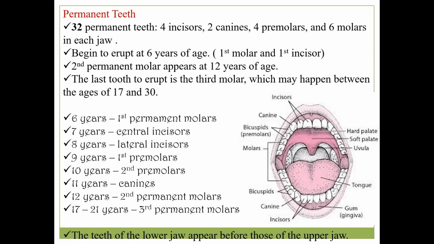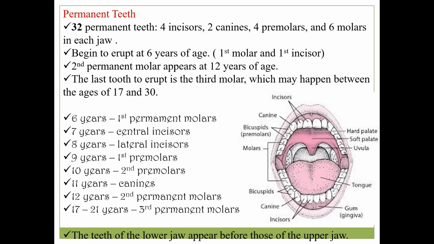So the first ones to erupt are the first molar and first incisor. So your deciduous teeth will fall. The first incisors will fall, and your first permanent incisors will appear alongside the first molars. Then by the age of around 12 years, your second permanent molars will appear.